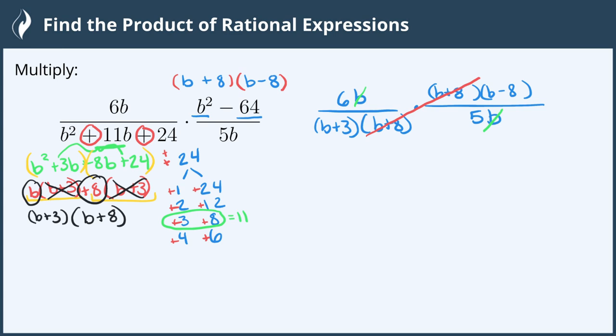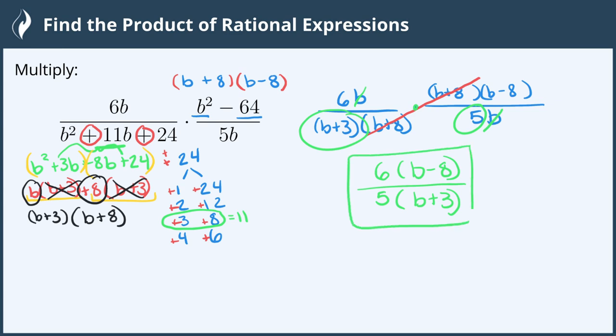Everything left in the numerators is 6, which is being multiplied by the binomial that's left in the numerator of the second fraction, which is b minus 8. And in the denominator, we have 5 and b plus 3. So we'll put 5 and b plus 3. Those are the last ones that weren't canceled out with anything. So this is our final simplified product of the rational expressions, and we're all done.